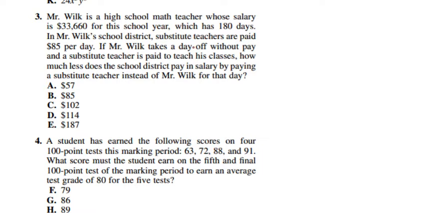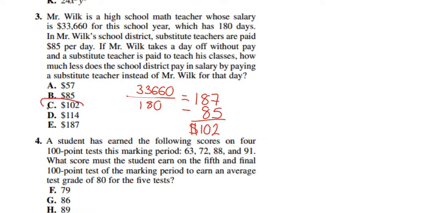So the first step is to figure out how much Mr. Wilk makes each day. We know he earns $33,660, and he earns that for a total of 180 days. When we divide 33,660 by 180, we get that he makes $187 per day. We're going to subtract this by the amount that a substitute makes, which is 85, and we'll get that the difference is going to be $102, or answer choice C.